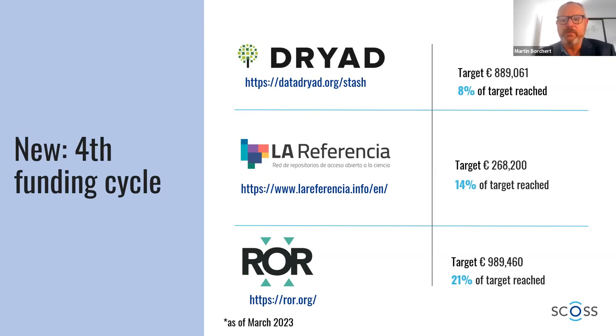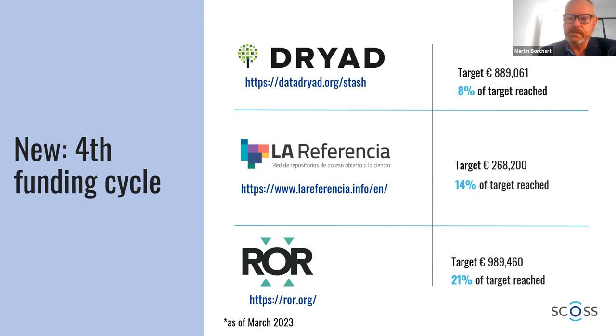Now this is the 4th funding cycle, which is the newest one. So following our vetting process, we chose 3 infrastructures. The first one is Dryad, which is a data repository system to normalize the availability of open access data through publishing. They have a target of 889 euros. It was only released at the end of last year, so the target hasn't been reached, of course, so only at 8%.